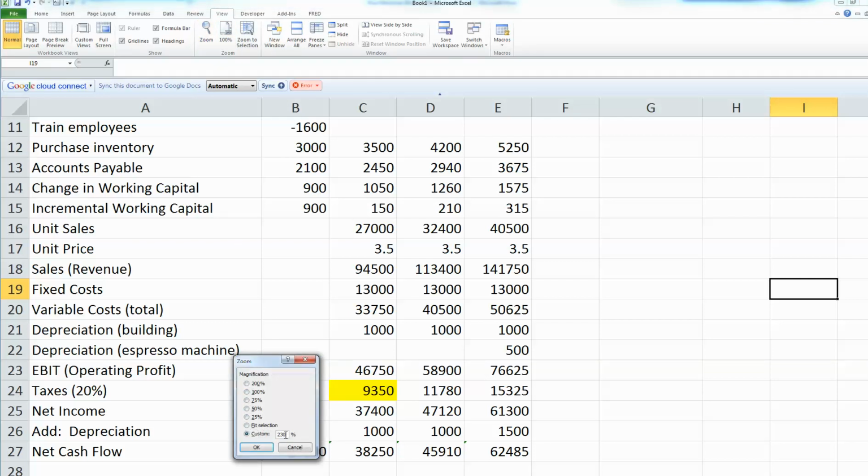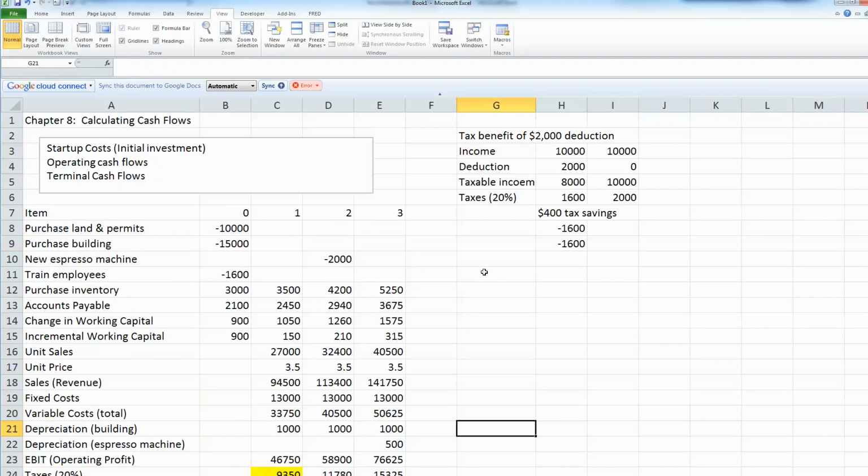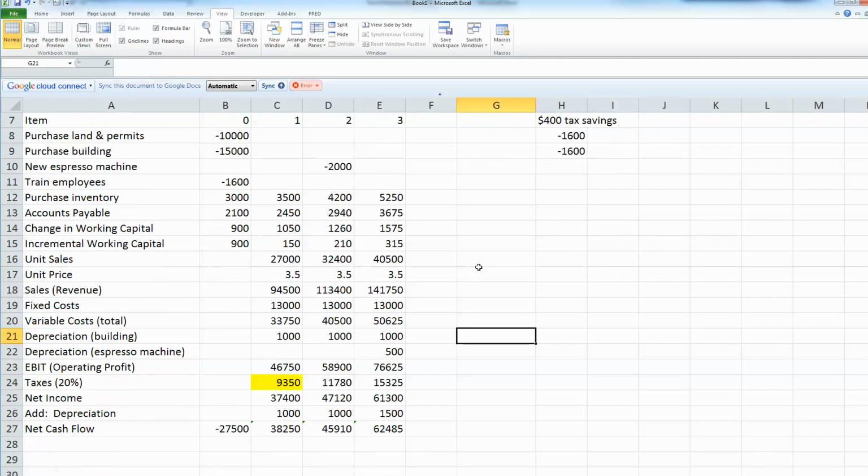So I am going to go down to, I guess, 175% because I want to see a little more of the screen at once. But for year 0, it's considering the purchase of the land, the building, training my employees, and I've already dealt with the tax effect from training those employees. It's dealing with my incremental working capital, and I don't have any operations. So even though it's highlighting those cells, there's nothing in them.